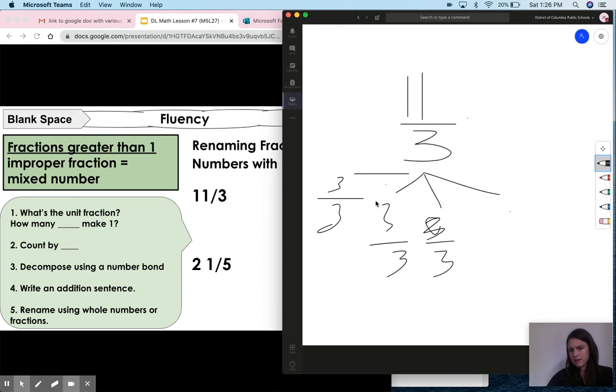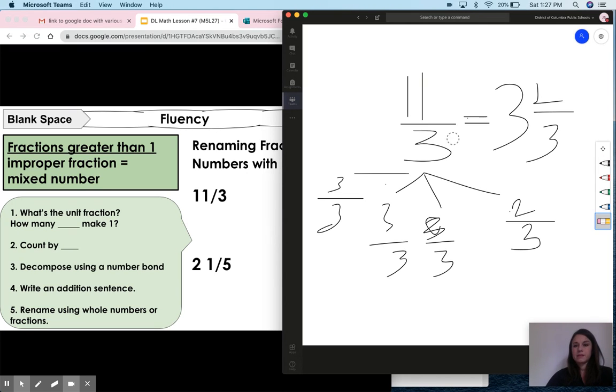How many thirds do we have again? 3/3, 6/3, 9/3. Good. How many are left then if we had 11/3 to begin with? Great. 2/3. So now we're ready to count up our mixed number. What mixed number does this improper fraction equal? 1 whole, 2 whole, 3 wholes, and 2/3. Awesome. So you should have gotten 3 and 2/3. Say the mixed number with me again. 3 and 2/3. Great. All right, let's do the next one.